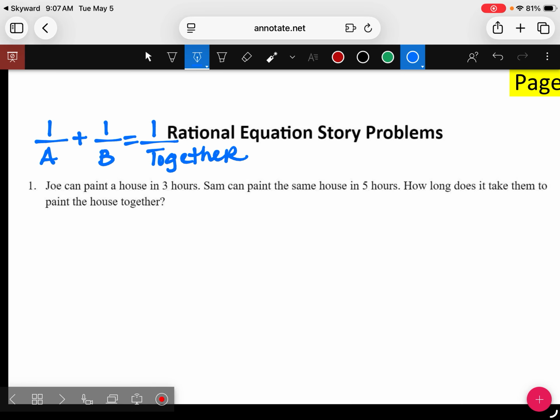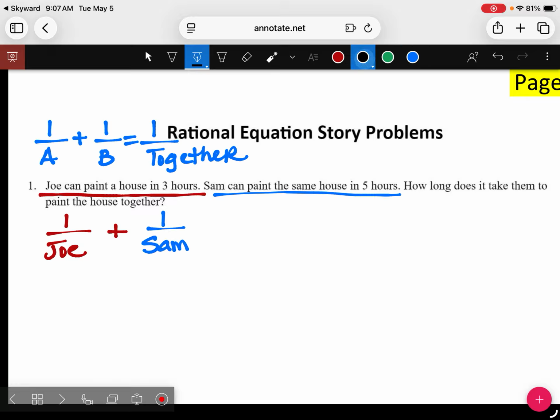So it says Joe can paint a house in 3 hours. So that means I'm going to put 1 over Joe plus Sam. Sam can do it in 5 hours. So that would be 1 over Sam. And I'm trying to figure out the together, which is 1 over both.